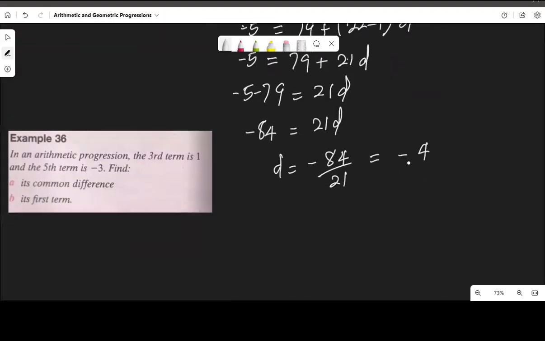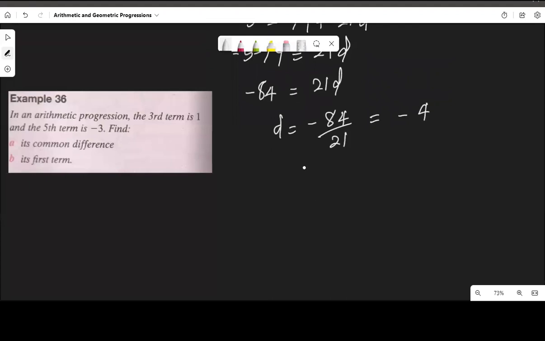Then question 36 says, in an arithmetic progression, the third term is 1 and the fifth term is negative 3. Find the common difference and the first term. So the third term of a linear sequence or arithmetic progression is A plus 2D. According to the question, it is equal to 1. The third term is 1.